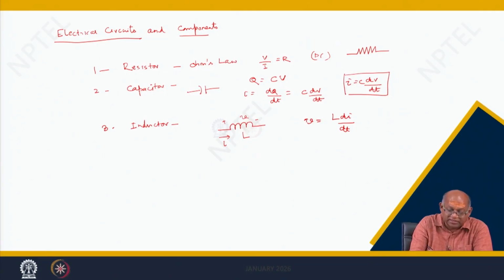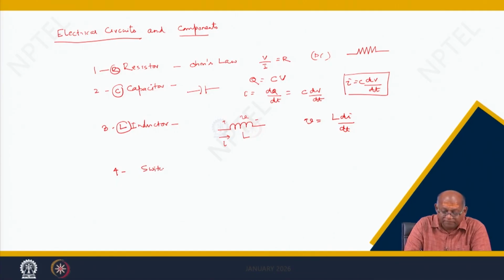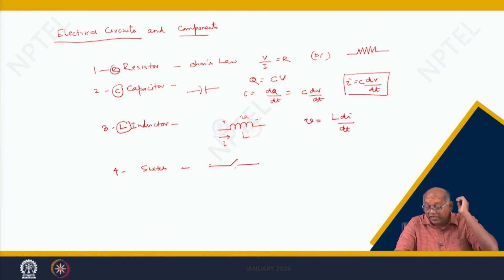So, you have a resistance R, then the inductor L, then the capacitance C, then you must know something like a switch, whose symbol is this. That means when the switch is off, the voltage across it can be anything, but the current will always be equal to 0.